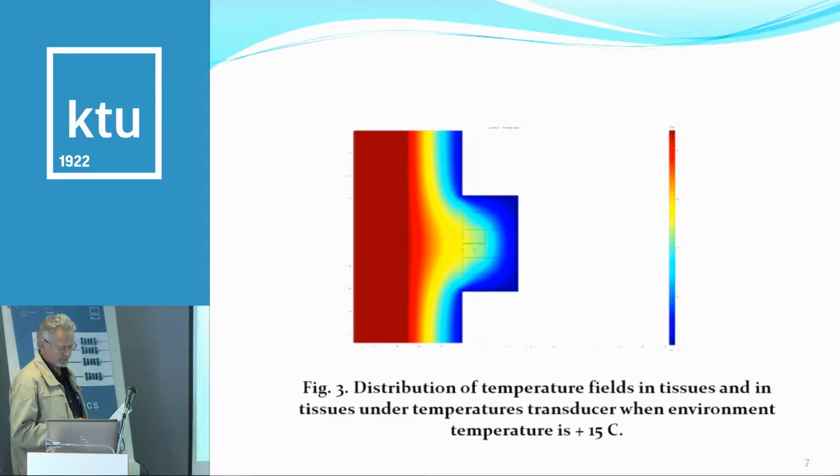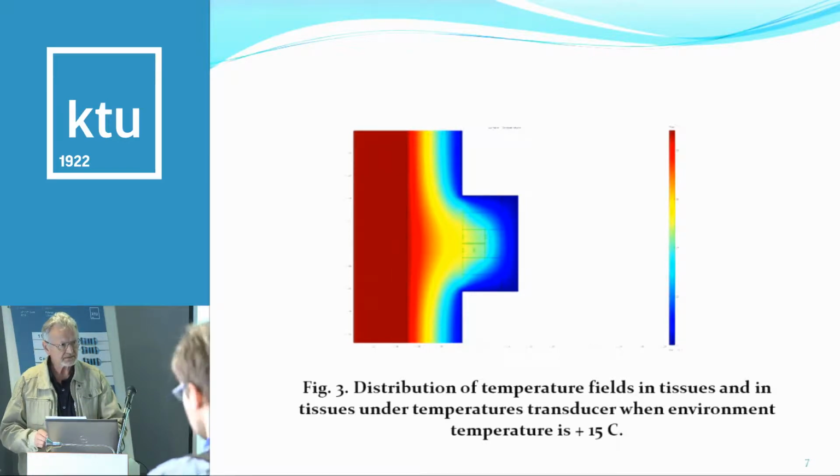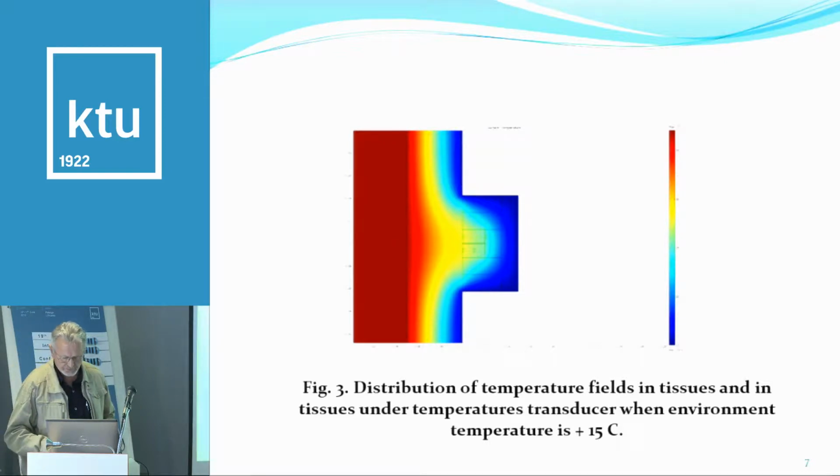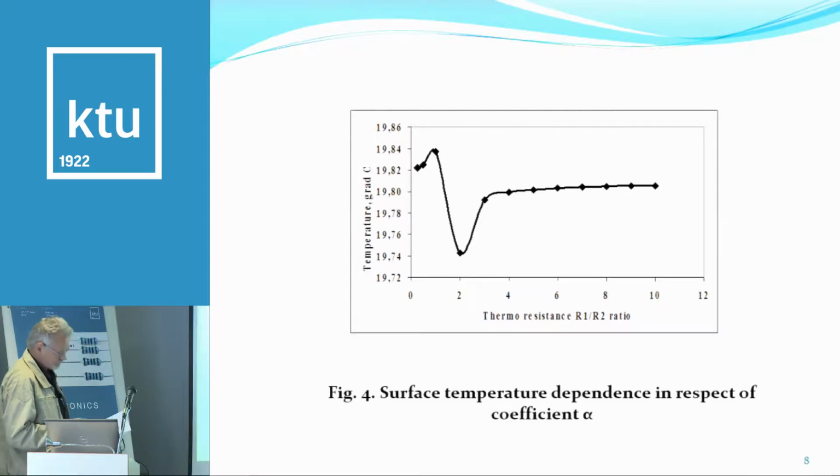Why 15 degrees Celsius? Usually this temperature is used when physiological experiments are conducted. It is important to select the ratio of resistance for the model, and we conducted numerical modeling of temperature and ratio, and what you see is that from ratio 4, the change is minimal.